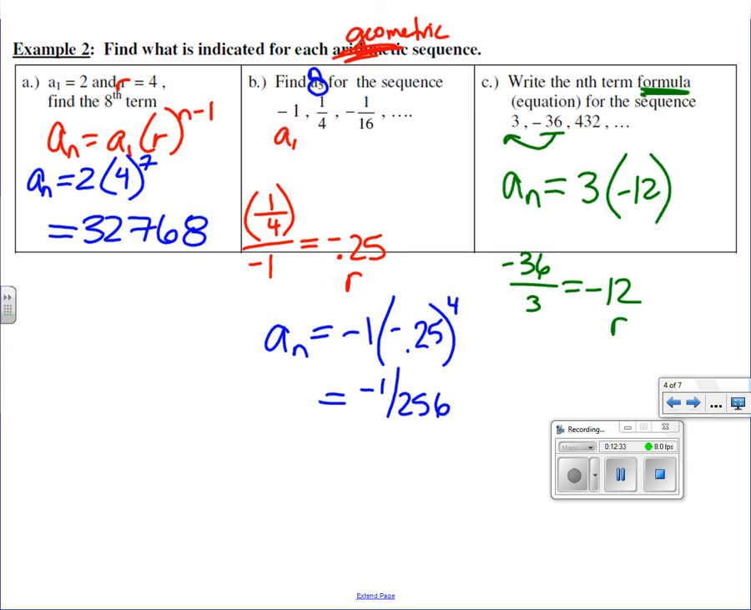And Ethan, do I know what N is? Nope. So I just put N -1. That's your answer. That's the formula. You can't do anything more with that. Why can't you multiply 3 times -12? You have to do exponents first, and we don't know what the exponent is. Okay? All right. Questions on that?